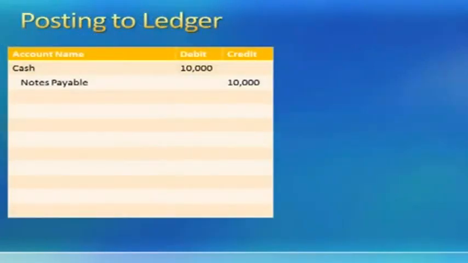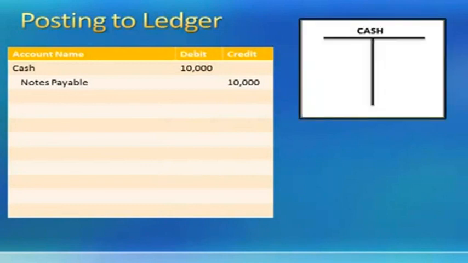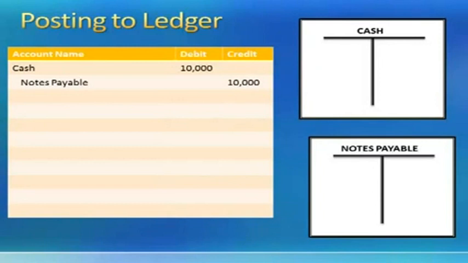Next, let's look at the ledger. We have our first journal entry recorded, a debit to cash and a credit to notes payable. To post this to the ledger, we would increase our cash account by debiting cash $10,000 and increase our notes payable account by $10,000 by crediting notes payable.